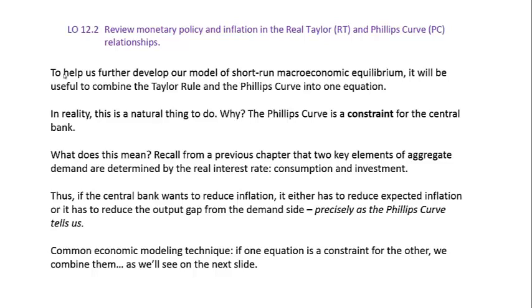Well, recall from the previous chapter that two key elements of aggregate demand are determined by the real interest rate, consumption and investment. Thus, if the central bank wants to reduce inflation, it either has to reduce expected inflation or it has to reduce the output gap from the demand side. And that's precisely what the Phillips curve already has told us. So we're going to employ a common economic modeling technique. If one equation is a constraint for the other, we're going to combine them, and we're going to see how this happens on the next slide.